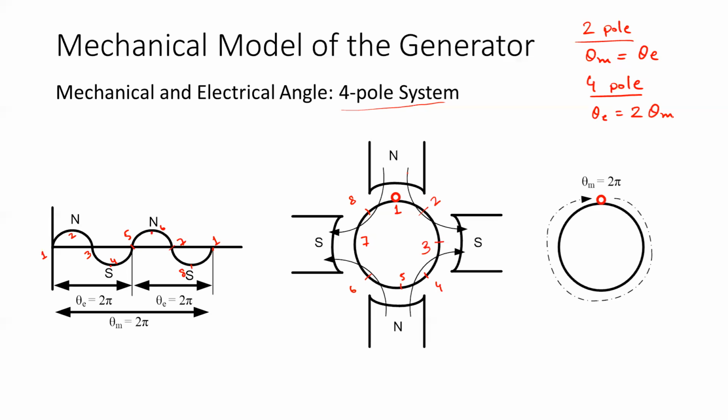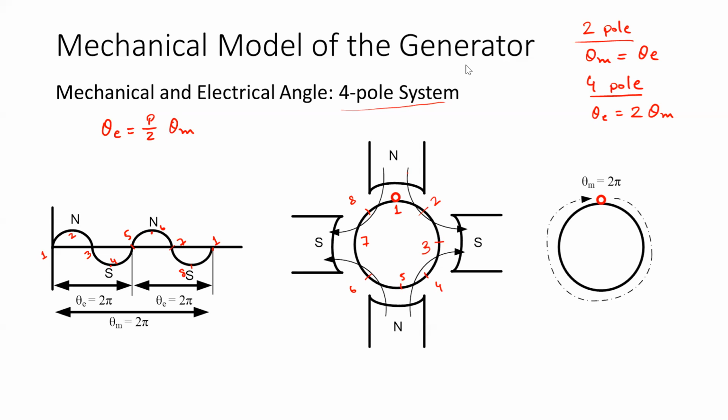So is there any relationship with the poles? Can you generalize the system? Number of poles divided by 2. So what will I write? Theta e is equal to P by 2 into theta m. If it is a 4-pole system, 4 divided by 2 becomes 2, so theta e is equal to 2 theta m, right? If it is a 2-pole system, it is 2 by 2, which is 1, right?